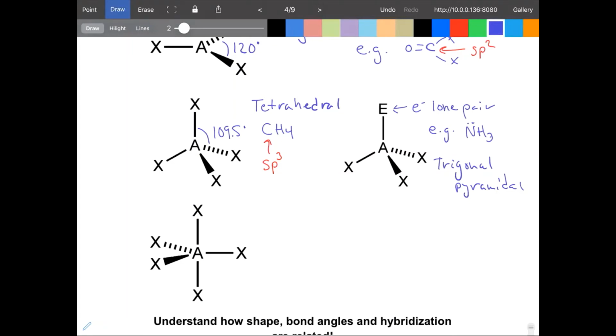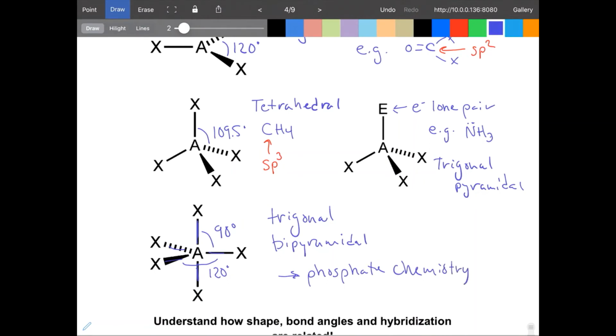We actually have distinct axial groups here and here versus equatorial groups there and there. And so this is 90 degrees when we're going between an axial and equatorial group. And then between 2 equatorial groups, it's 120 degrees. And so we call this overall trigonal bipyramidal. And we're really only going to encounter this when we talk about phosphate chemistry. That's going to be later on in the semester. So if you're not as familiar with that one, that's okay.